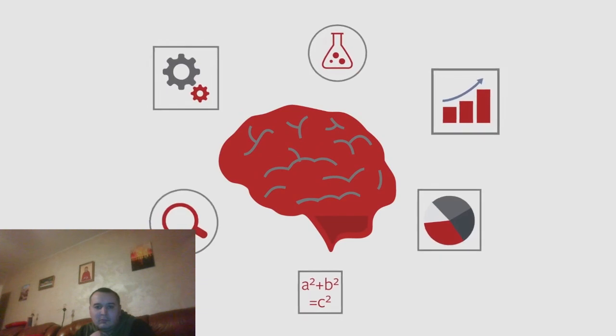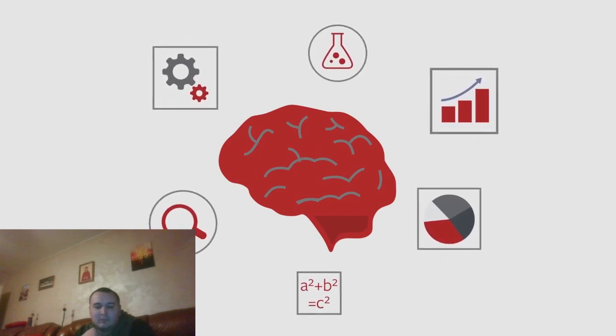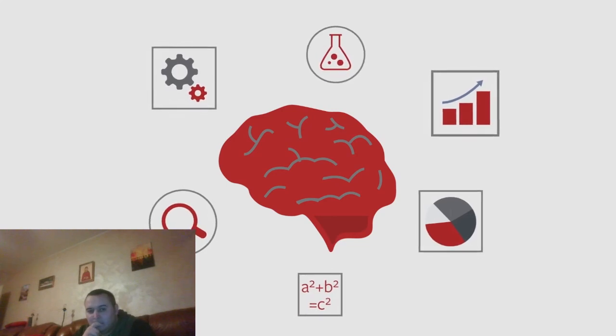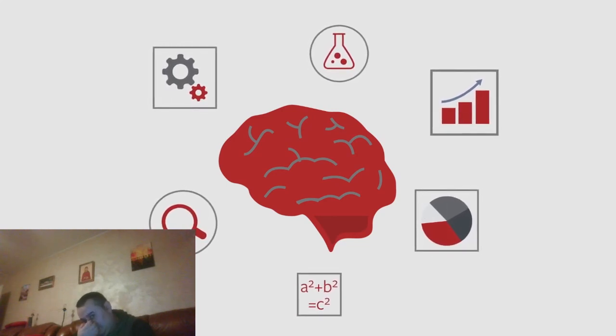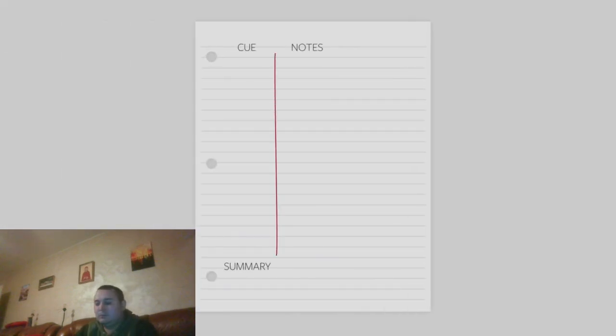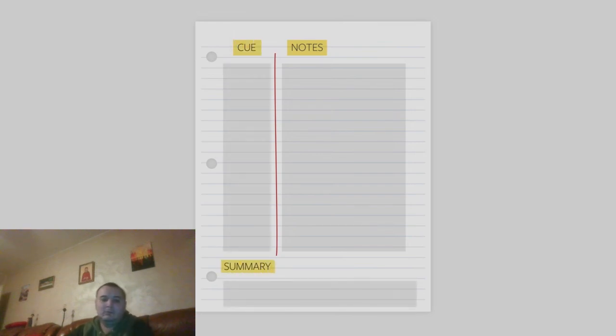The Cornell Notes format allows your brain to work in several different ways, so it can help you understand and retain information. The format is more flexible than you might think. Try out different aspects of this system and see what works for you.